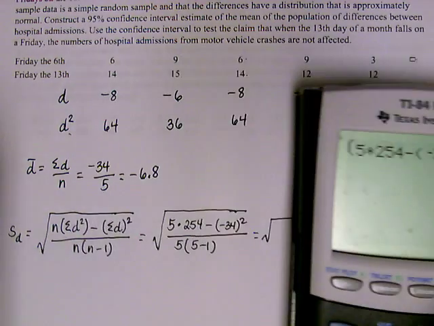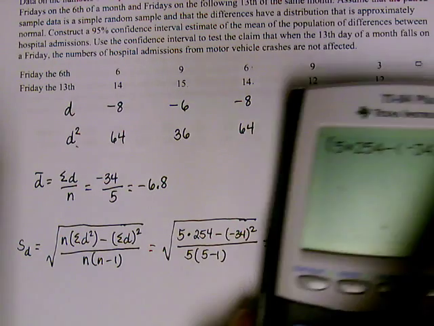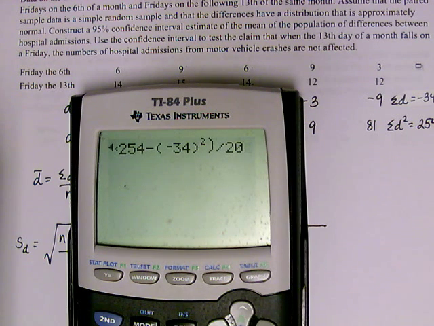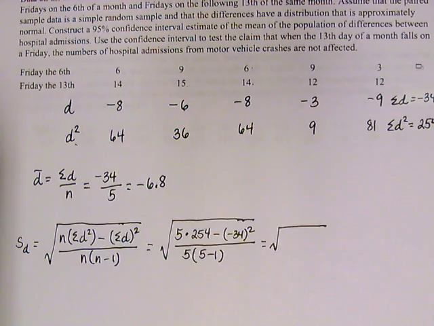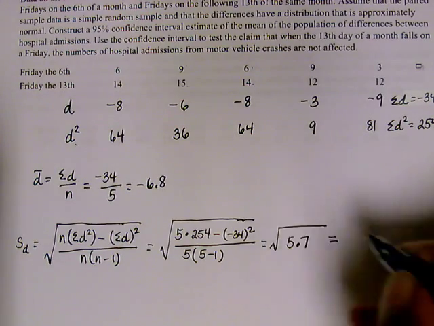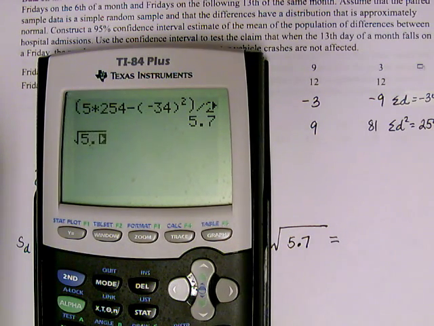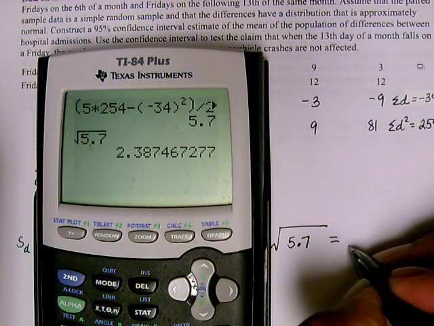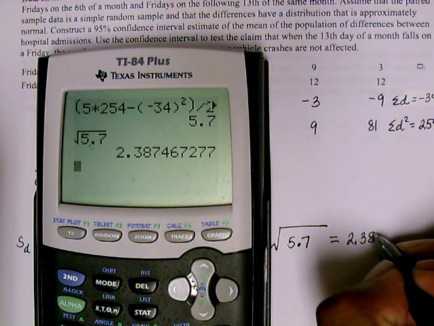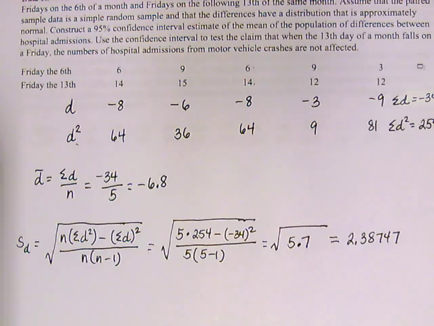Then divide that by. Do the denominator mentally. 5 minus 1 will be 4. 4 times 5 is 20. So you can just go ahead and type in 20. And then hit enter. So here, that will be 5.7 underneath the radical. But I need to take the square root of 5.7. So what I'm going to do is press second x squared for the square root. Now I just go ahead and type in 5.7. Let's see, this will be 2.38747. Just trying to use as many decimal places as I can here.